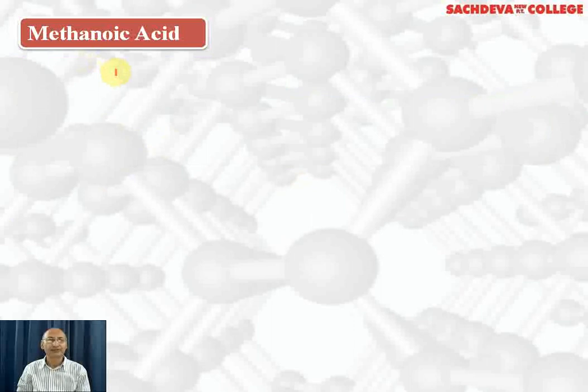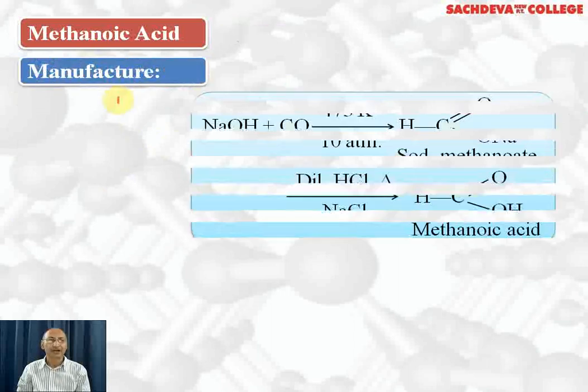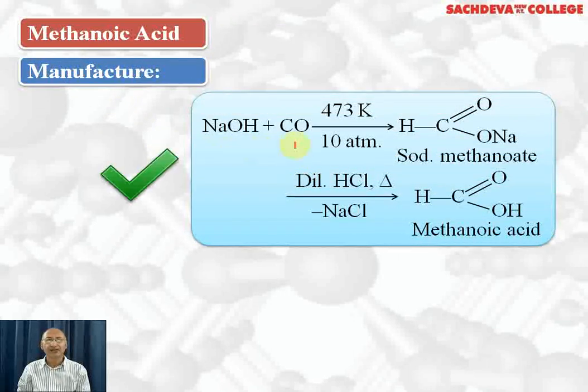First, we are taking commercially most important carboxylic acid, that is methanoic acid. How to manufacture it? NaOH reacts with carbon monoxide at 473 Kelvin, high pressure of 10 atmosphere, and we get HCOONa, that is sodium methanoate, which on acidification with dilute HCl, we will get methanoic acid.